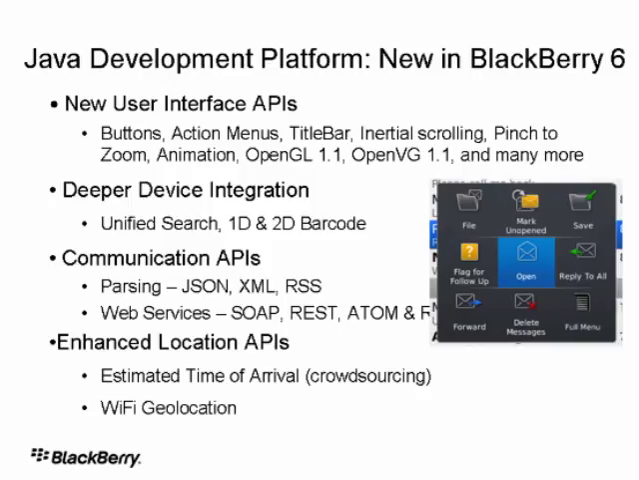We added support APIs for 1D and 2D barcodes, which some developers find very useful. We worked on communication APIs, so we have parsing of scripts like XML and RSS and web services, as you can see, and improved our location APIs with estimated time of arrival and Wi-Fi geolocation.